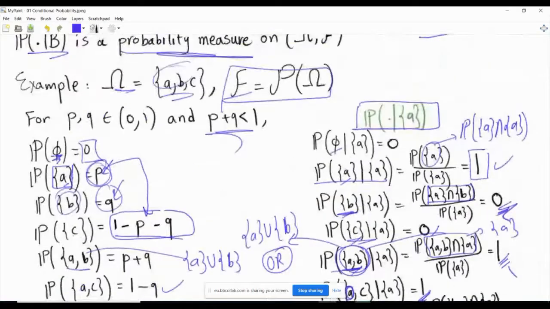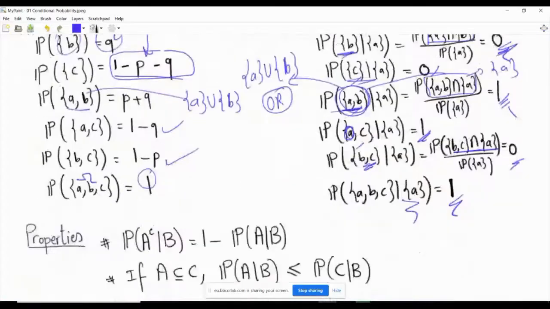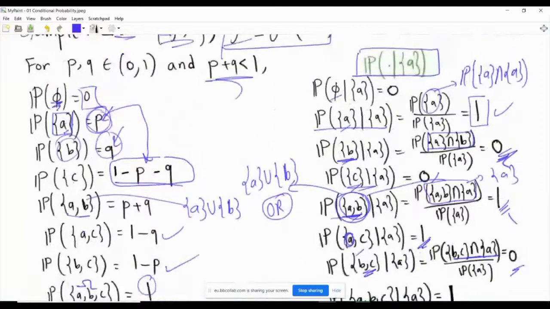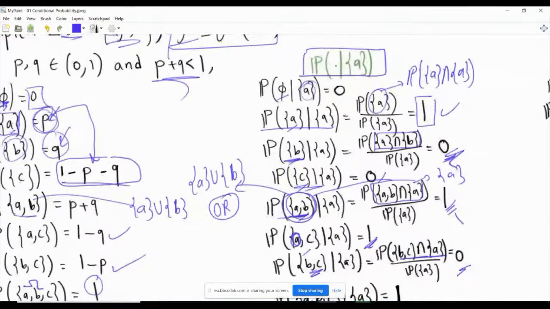Okay, so here you see that our new probability measure, the conditional probability measure, choosing the singleton subset of omega containing the element A, is just zeros and 1. It's a perfect probability measure, no problems. And in the previous lecture we proved that if you play this game, you are guaranteed to get something that is valid as a probability measure.